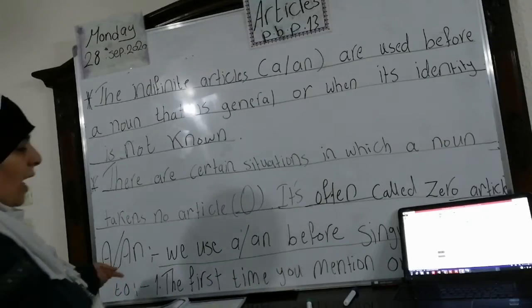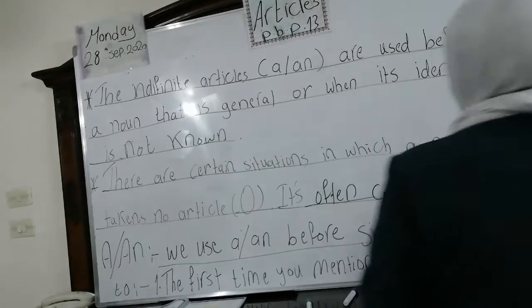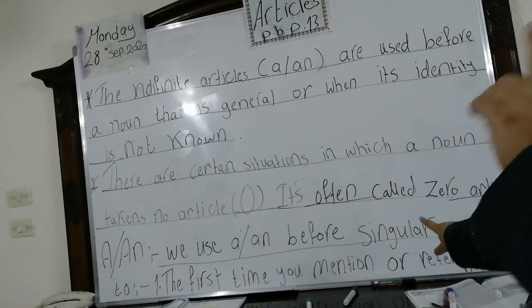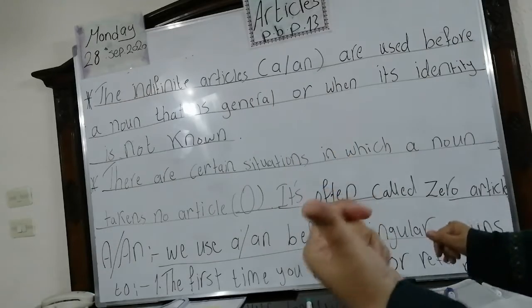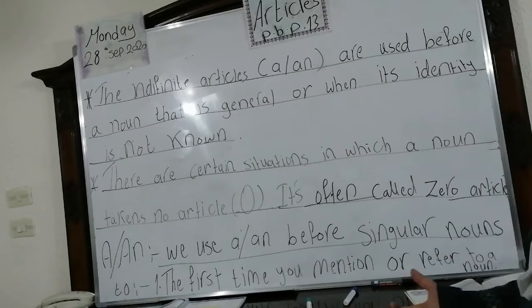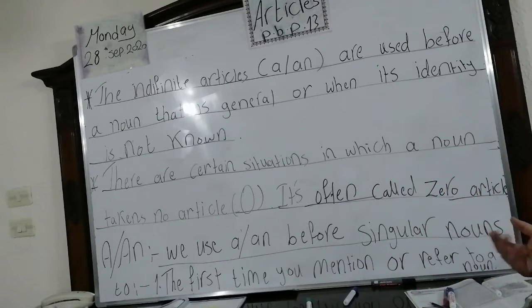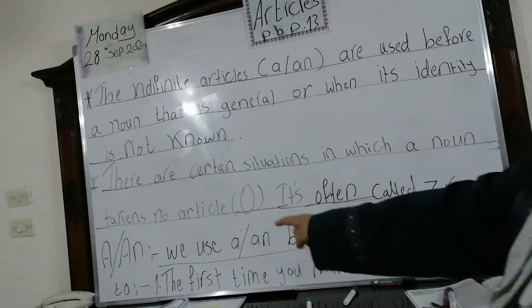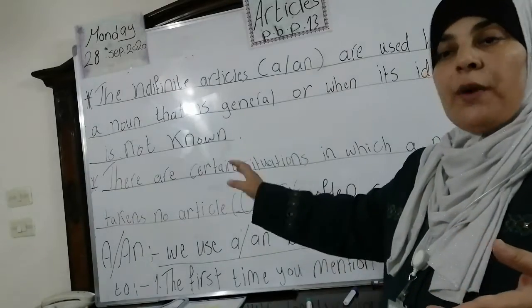Look here. A or an, when do we use them? We use a or an before singular nouns. Before what? Singular nouns, not plural, singular. We say a book, a bag, an umbrella, an apple. Why do we use them? This is the function of a and an.